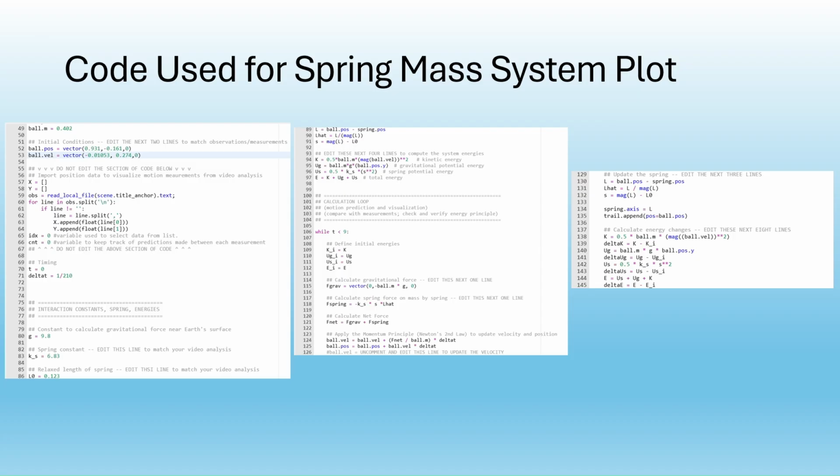At the bottom, you can also see the spring force equation, the net force equation, which is gravity plus spring, and you can also see the velocity update and position update formulas.